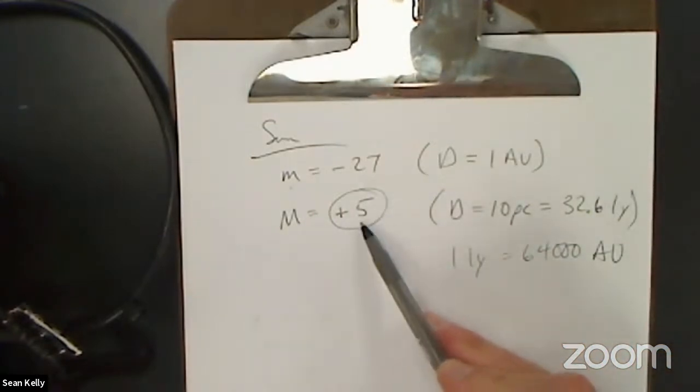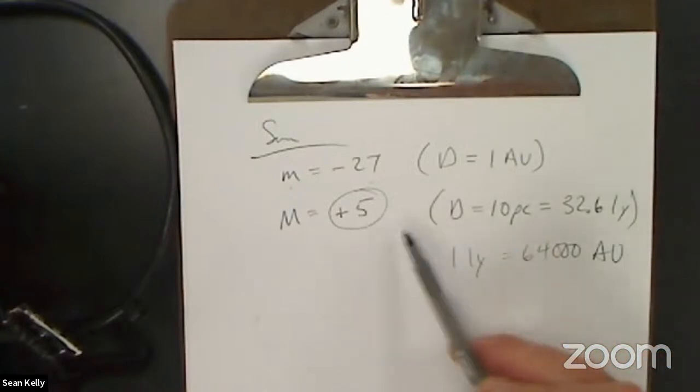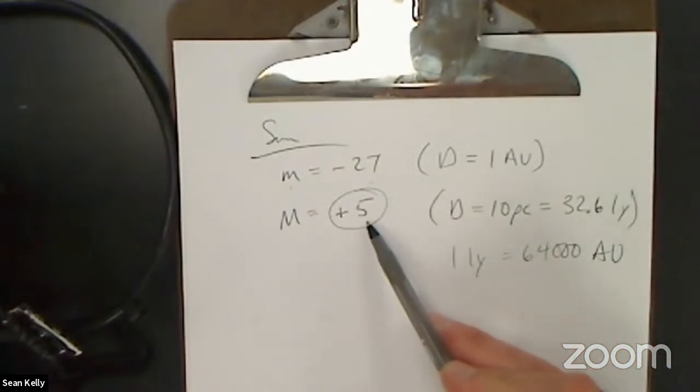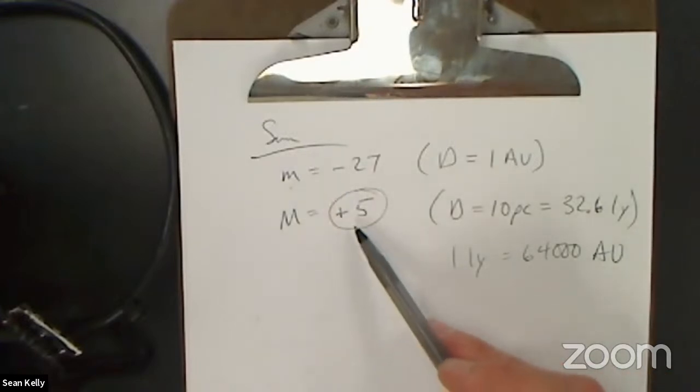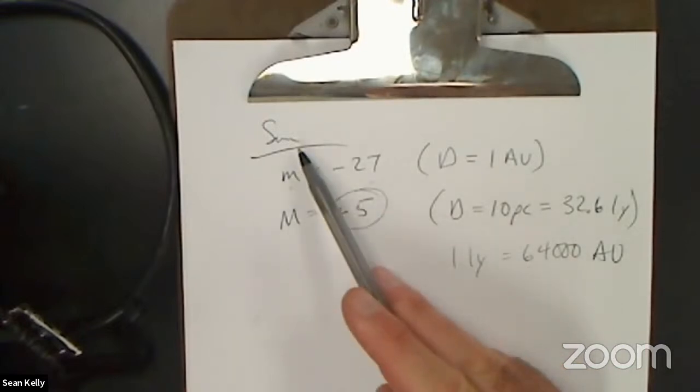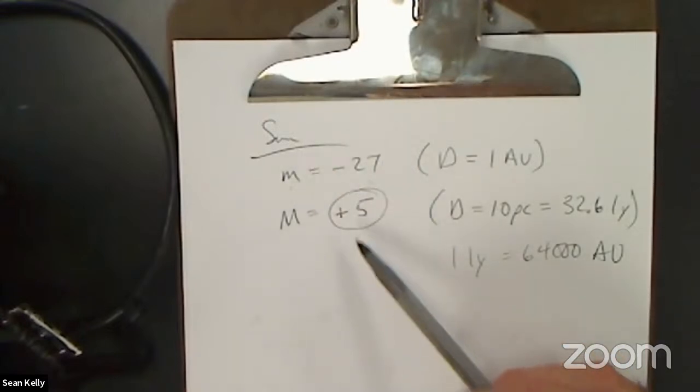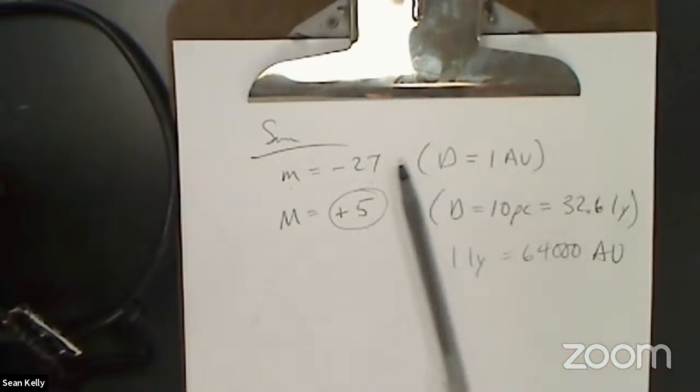Our sun, if it was seen from 10 parsecs, would not be very bright. Remember, positive 6 is the dimmest star that you and I can see. You almost can't see the sun, right? It just looks like a dim little star. So our sun is not incredibly luminous. It's not that bad. It's actually just perfect for us. But in fact, we will find out there are some stars that are much, much, much more luminous.